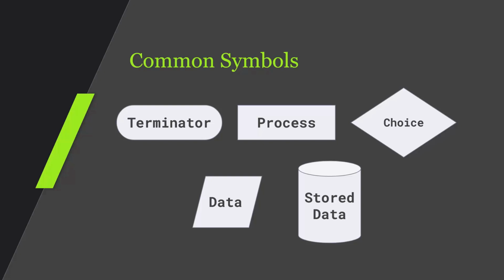So these symbols here kind of represent all the symbols that we're going to need for the bulk of the work that we do, especially within the data structures and algorithms videos. But again, you'll see some more as you go. Now, in order to piece all these things together, we'll use various arrows that will tell us how we go from various terminators to processes to choice and how we use the data.